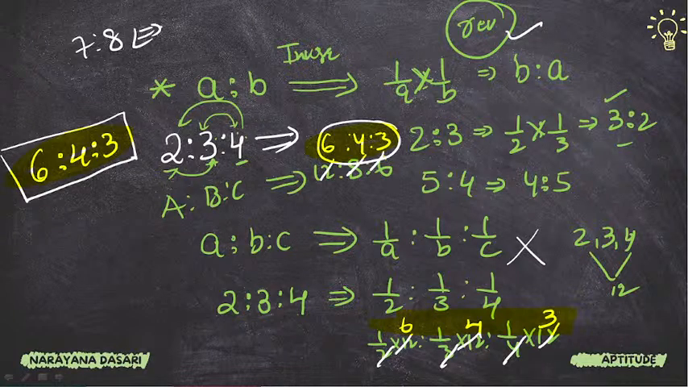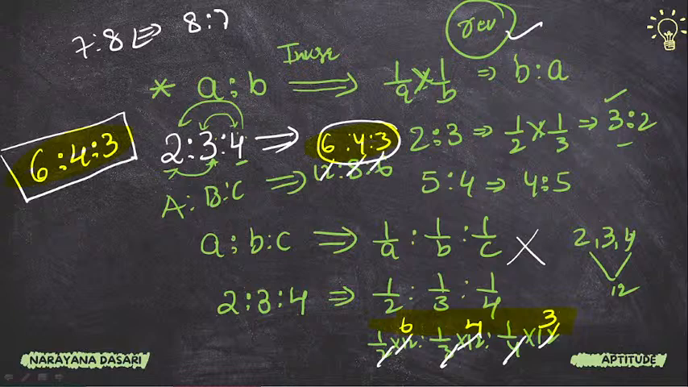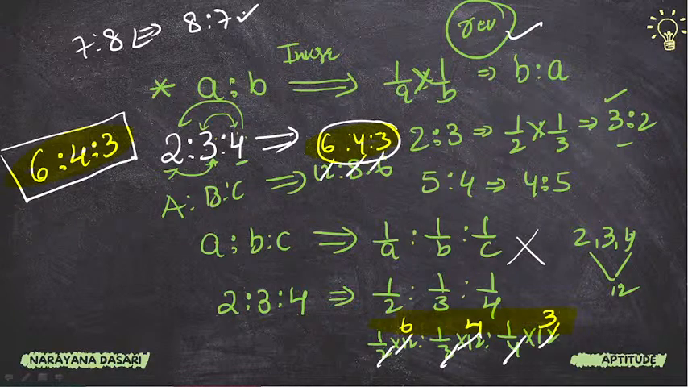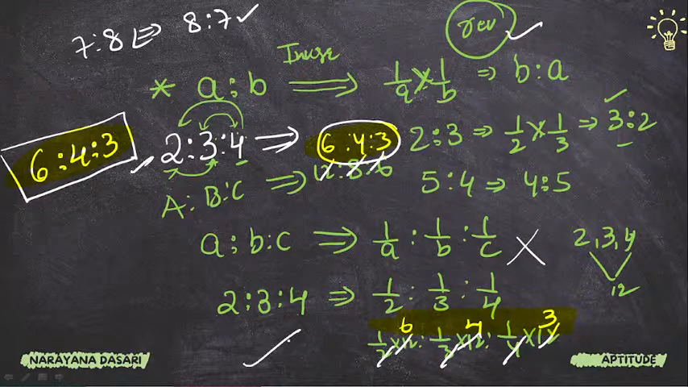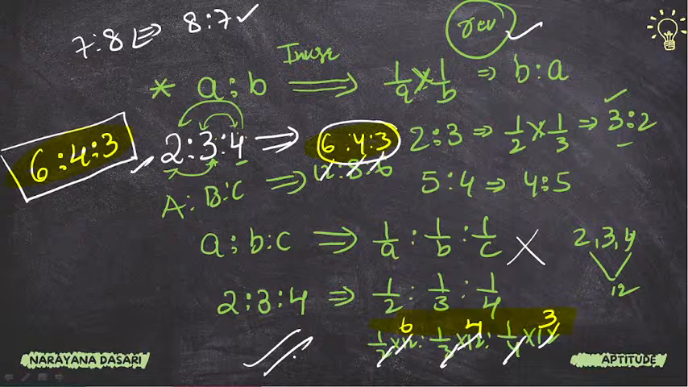Yes, very good. 8 is to 7. Only two quantities are given, just remember reverse. If three or more quantities are given, use this method. Otherwise, go to the basic method, guys. You can use the basic method, or if not, you can use the shortcut method, no issue. Clear, guys, all of you?